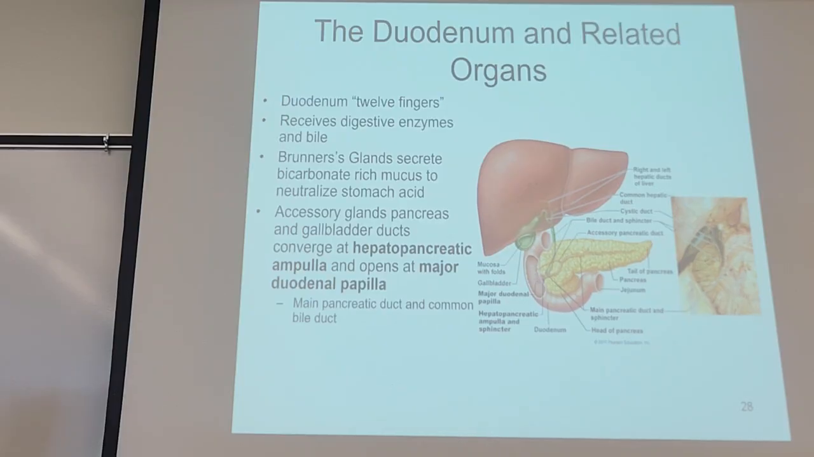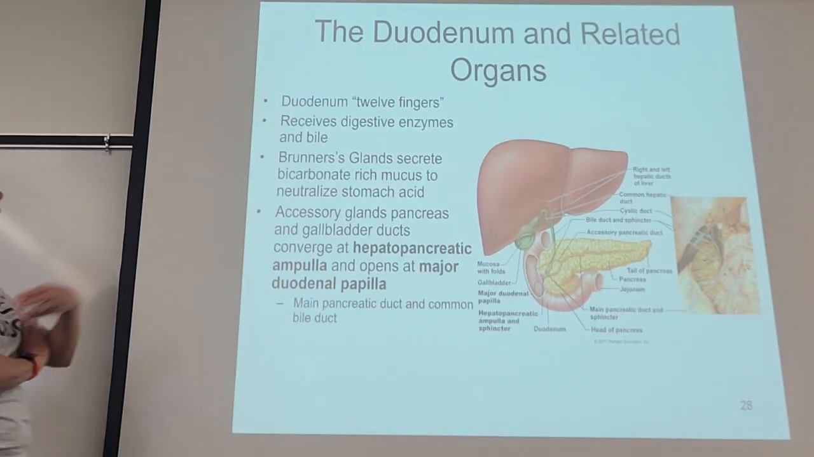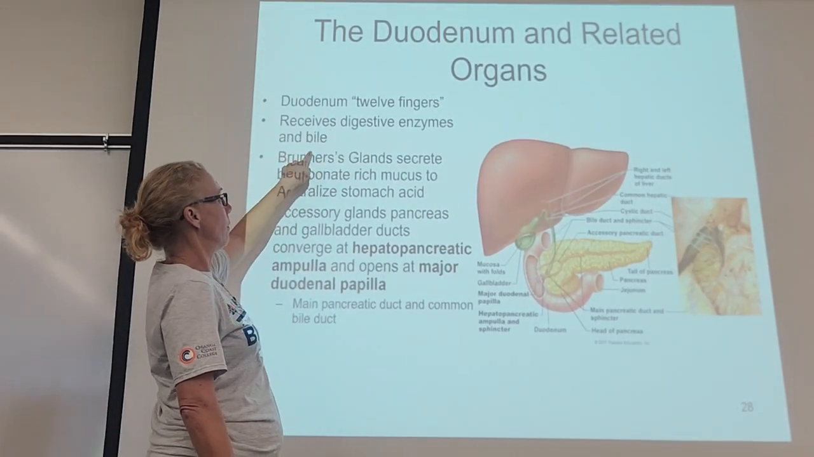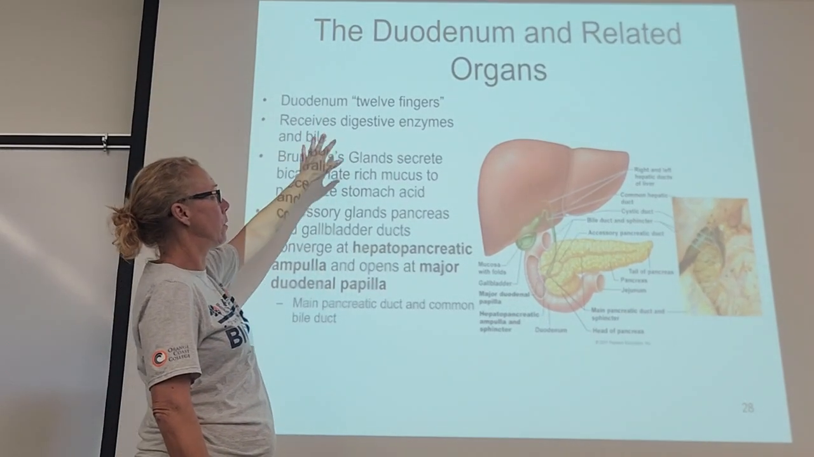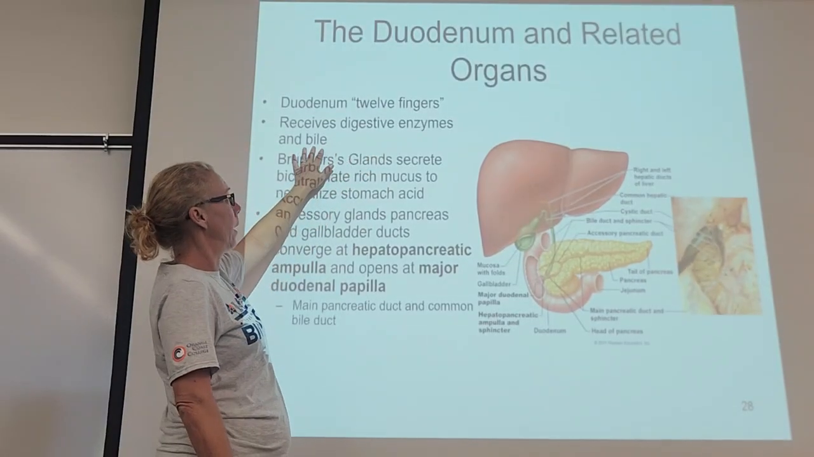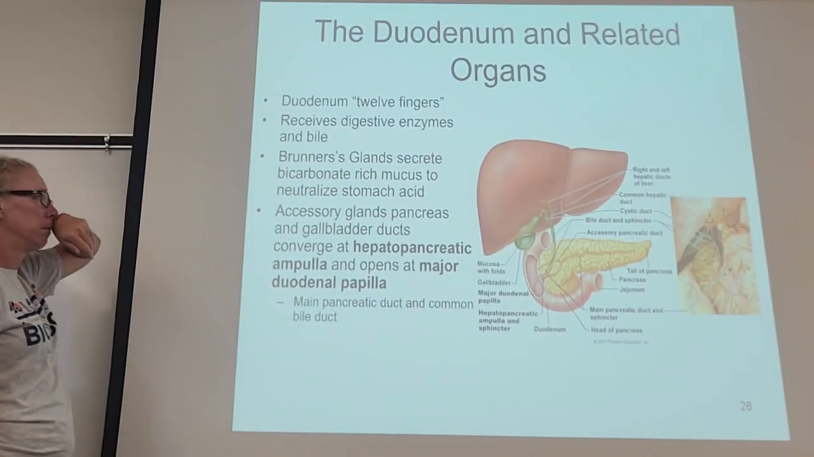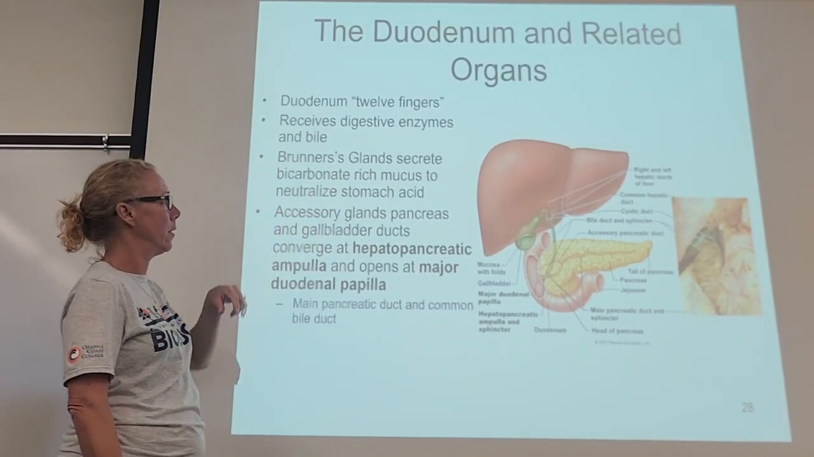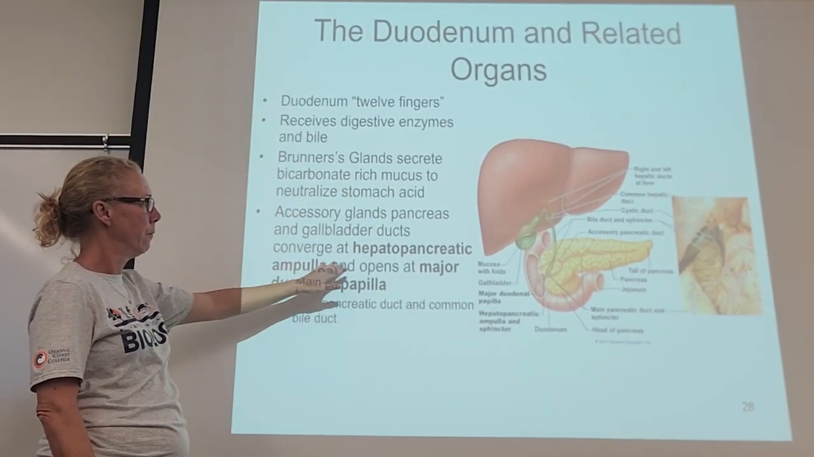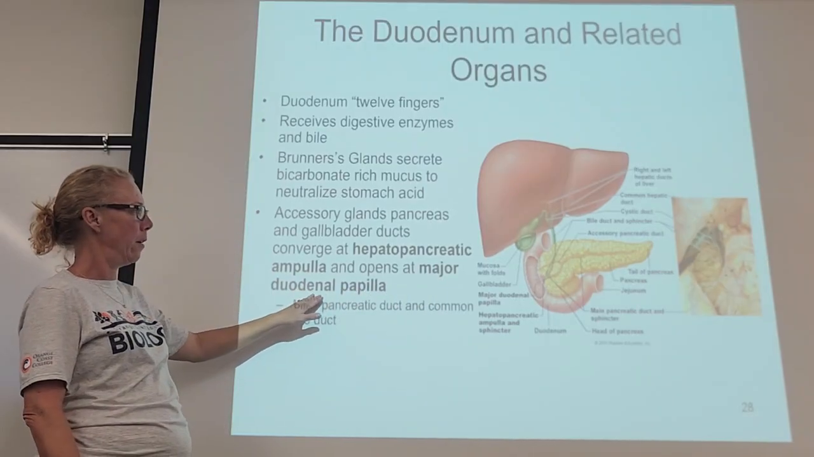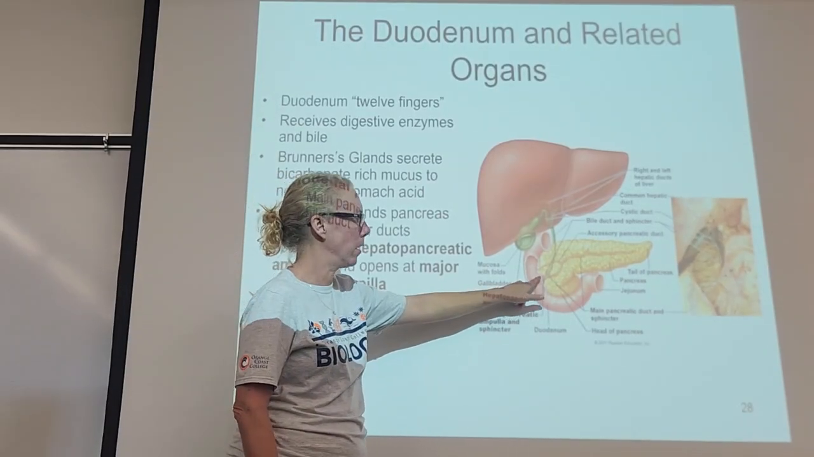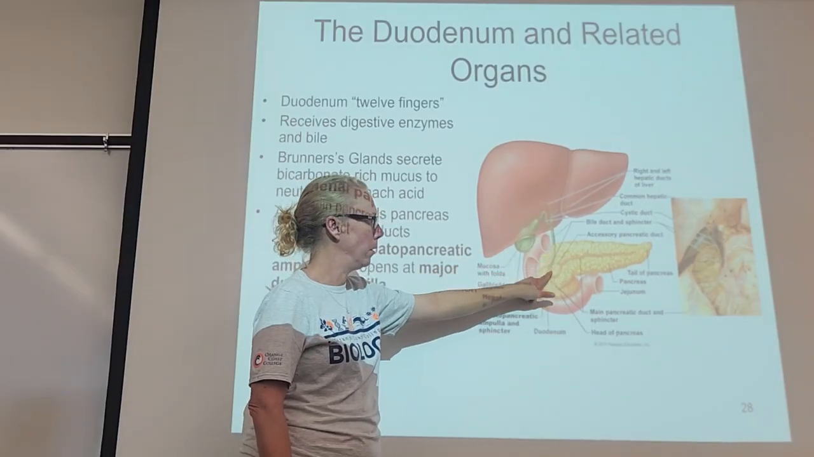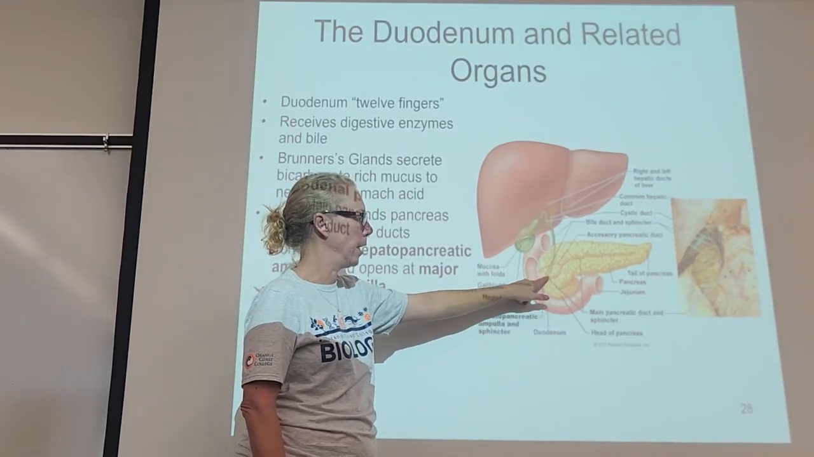The duodenum: we already know it's the site of most absorption and receives digestive enzymes and bile. It receives digestive enzymes from the pancreas, and bile from the gallbladder and the liver. Brunner's glands secrete a mucus to neutralize any kind of acid. We identified the major duodenal papilla in lab, but we didn't identify this enlargement here, where the common bile duct and the main pancreatic duct come together.